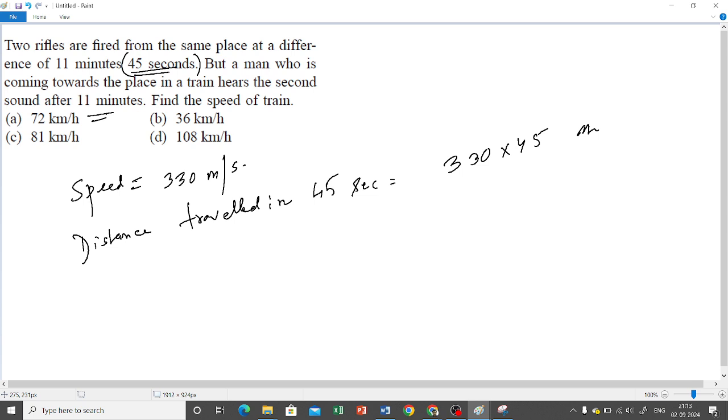सर ये 330 कैसे आया? 330 ये एक इंफॉर्मेशन तुमको यूज करना पड़ेगा. स्पीड ऑफ साउंड इन एयर होता है 330 मीटर पर सेकंड. दिस विल लर्न इन फिजिक्स. Okay. Yes. 330 meter per second. So distance travelled in 45 seconds is 330 into 45.